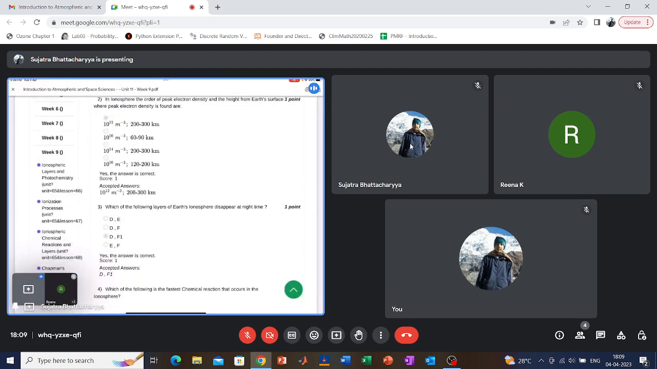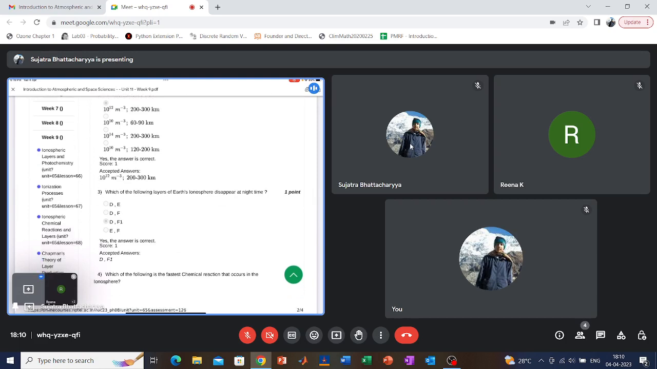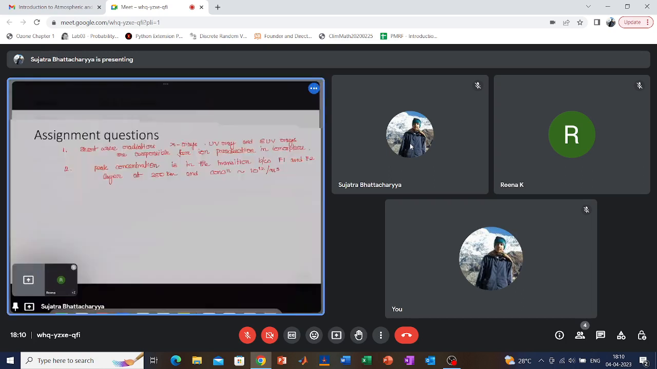The next question is which of the following layers of the Earth's ionosphere disappears at night time? So here the correct option is D and F1. D and E is not the correct option. Of course, E also sometimes has a tendency of disappearing, but mostly the D and F1 layers disappear at night time. Therefore, it's a fact-based question, so I would just write it here.